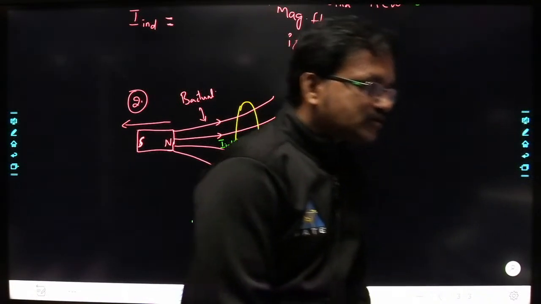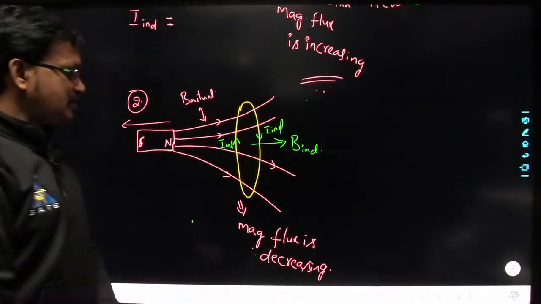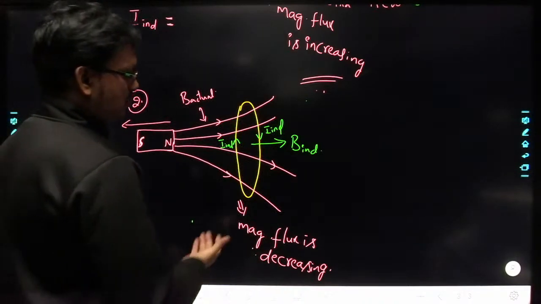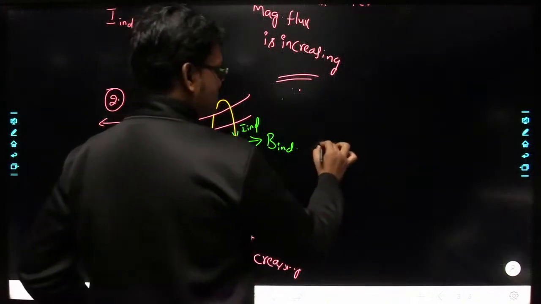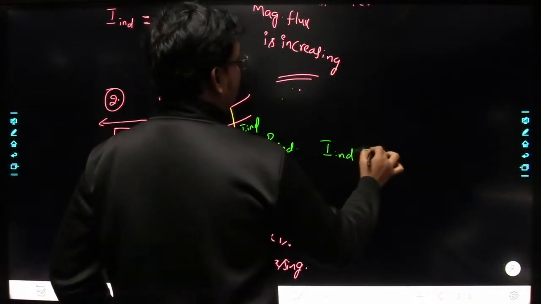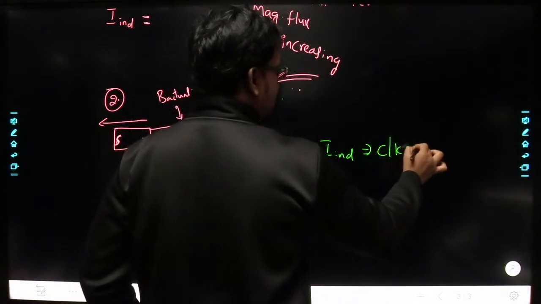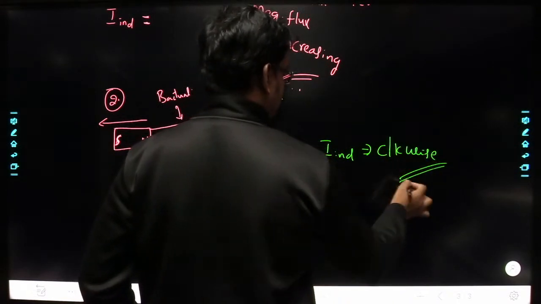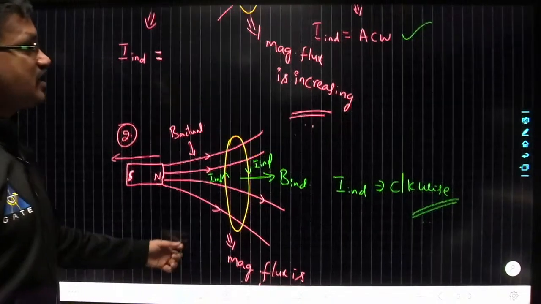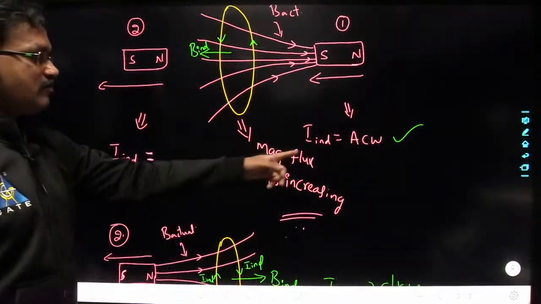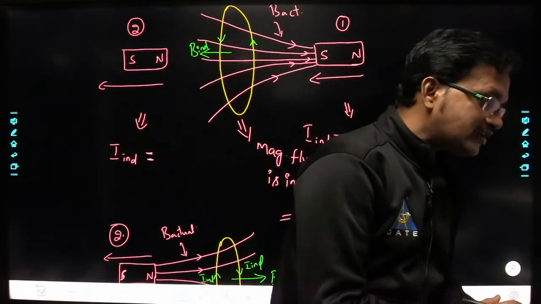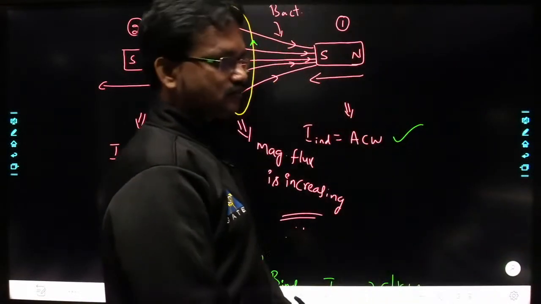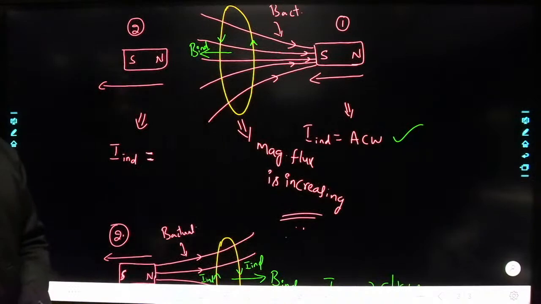Parasmun, second one, how are you getting it? For the second case, the induced current direction will be clockwise. For the first case, it is not clockwise, Parasmun. It is anti-clockwise, right?